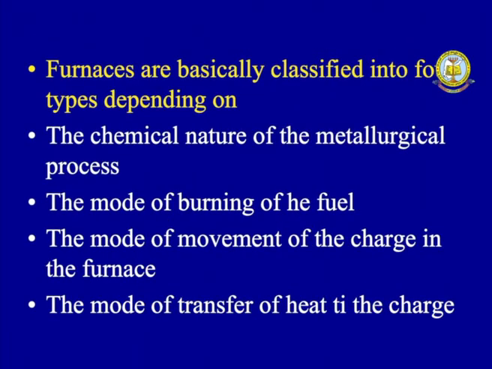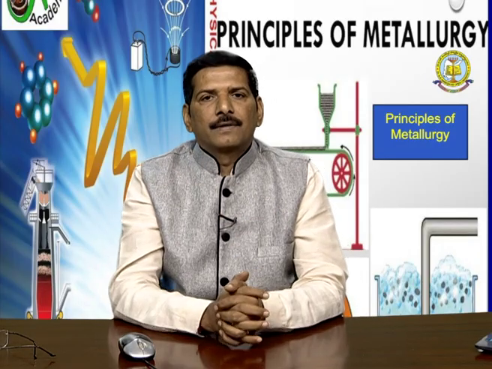Now, you see the furnaces are basically classified into four types depending on the chemical nature of the metallurgical process, the mode of burning of the fuel, the mode of movement of the charge in the furnaces, and the mode of transfer of heat in the charge. You see the types of furnaces.